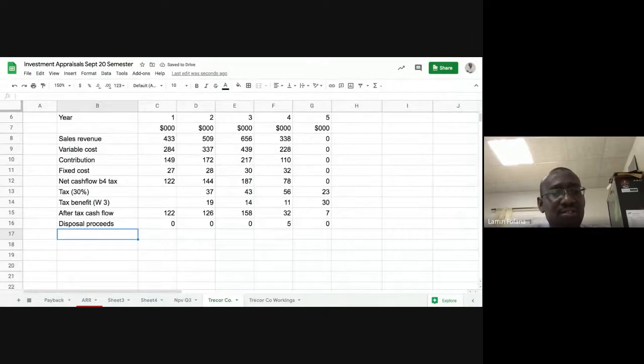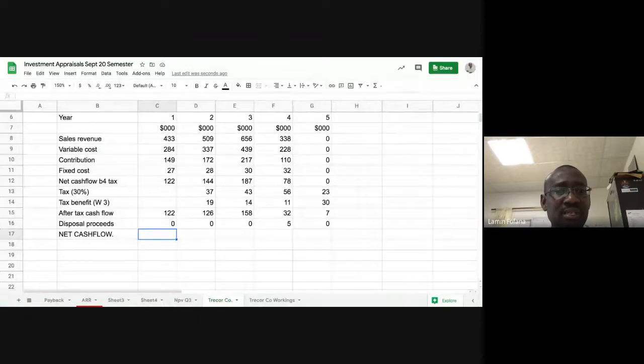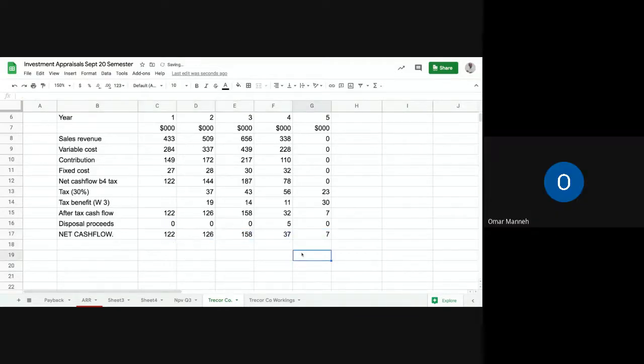So now, what is our net cash flow? We add in the two, isn't it? Because disposal proceeds is an inflow, so we need to add it. Are we together? Yes, we are.